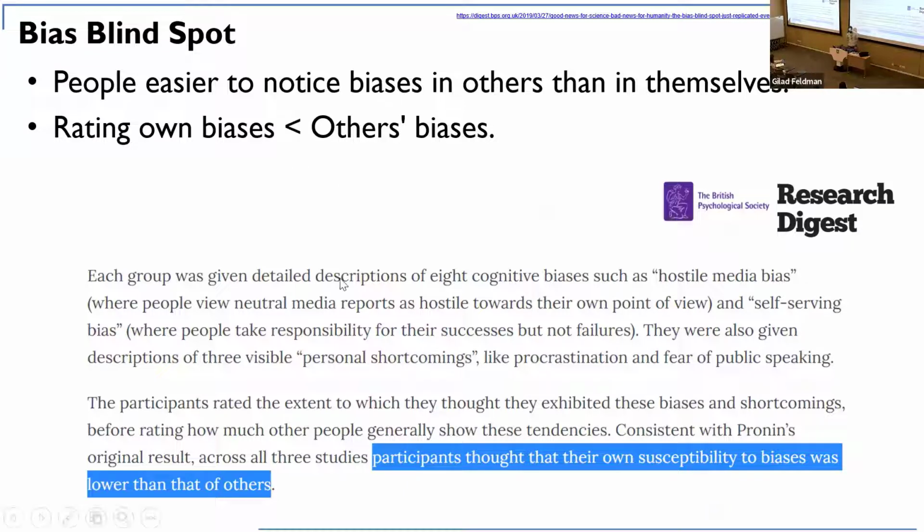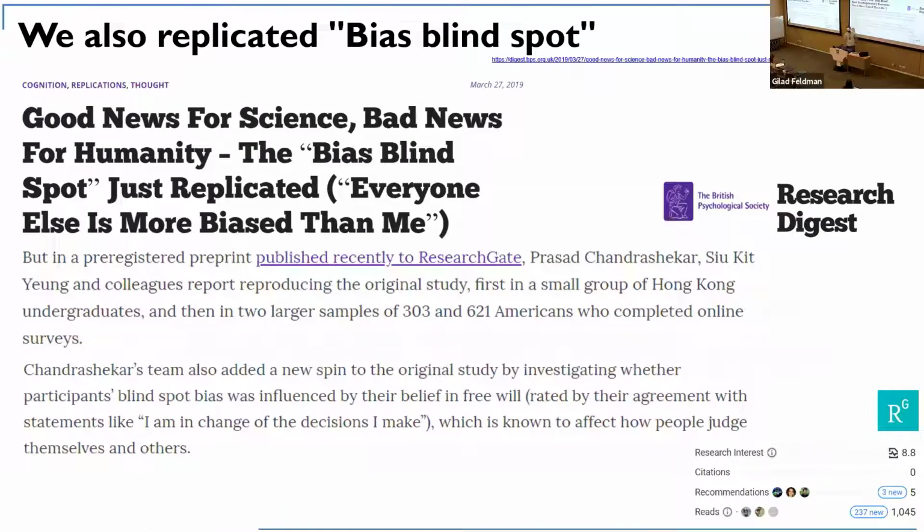This is the summary the British Psychological Society wrote about this. Kit, who is going to be giving you some comments next week, was the previous TA, and he's going to help us from the outside. Now he's applying for PhDs. They headed this piece with the headline: good news for science, bad news for humanity, the bias blind spot just replicated. So the whole team together, and this was finally published in Judgment and Decision Making.